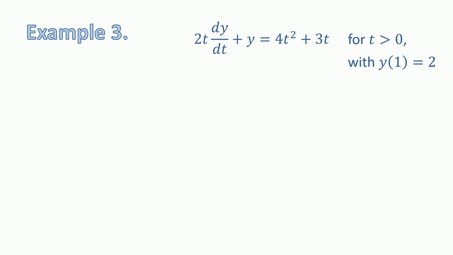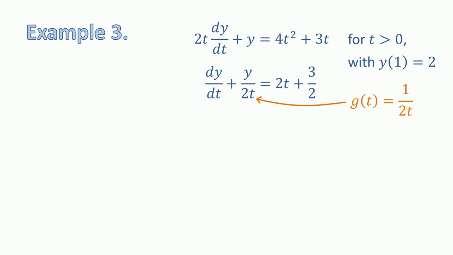We will end with one more example. Consider the differential equation 2t dy/dt plus y equals 4t squared plus 3t for t greater than 0. Furthermore, suppose that we have an initial condition y of 1 equals 2, so this is an initial value problem. To solve the problem, we must rearrange the equation to put it in the form dy/dt plus y over 2t equals 2t plus 3 halves. Now we see that g of t equals 1 over 2t.